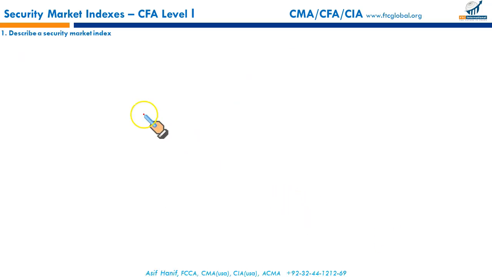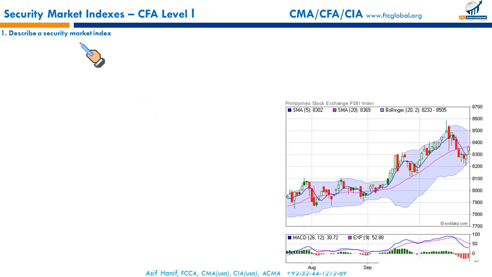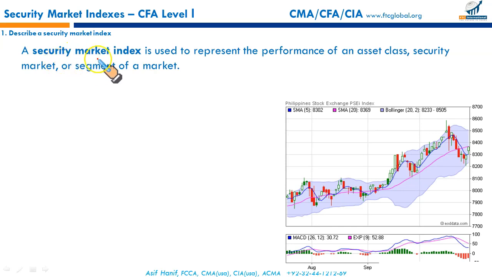Now, starting first with the first LOS, describe a security market index. What is a security market index? A security market index is used to represent the performance of an asset class or security market as a whole, or a segment of a market. So basically, a security market index is a tool we use to measure the performance of an asset class, the security market as a whole, or a segment of security market.